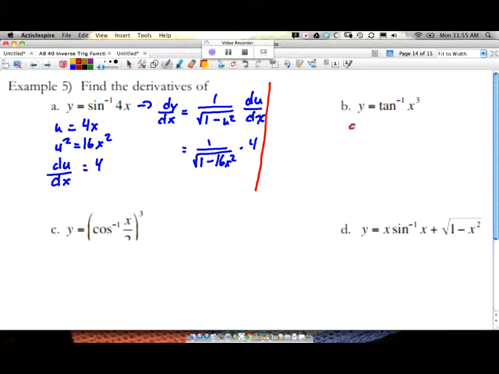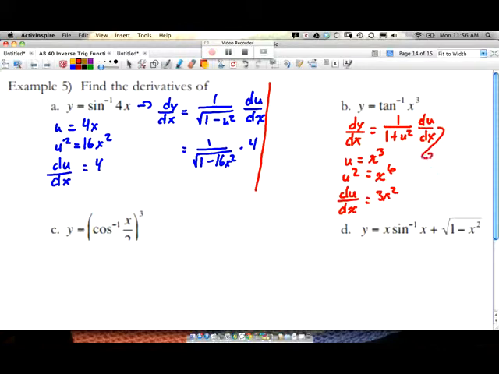Next, okay, so I'm looking at this and it's tangent inverse. And I know that the rule that goes along with that one, the shortcut, would be dy/dx equals 1 over 1 plus u squared times du/dx. All right, so in this case, u is x cubed. U squared would be x to the 6th, and du/dx is going to be 3x squared. So let's put these pieces together here. Y prime, or dy/dx, is going to be equal to 1 over 1 plus x to the 6th times du/dx, which is 3x squared.